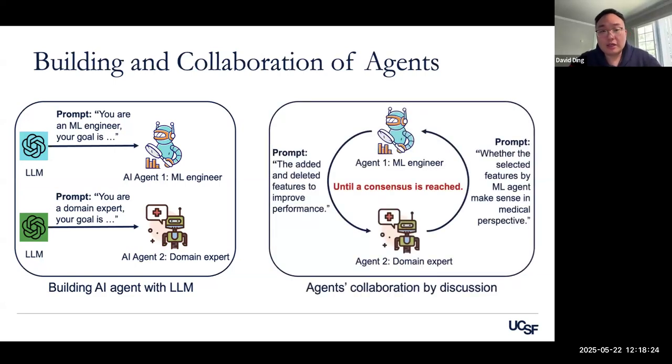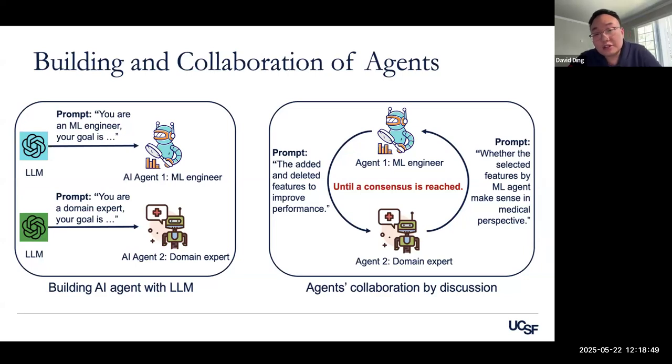So they are two independent agents from two large language models. How do we let these two agents collaborate with each other to achieve better performance? Here we have a paradigm or topology of this kind of collaboration between two agents through discussion. These two agents will have several rounds of discussion until a consensus is reached.